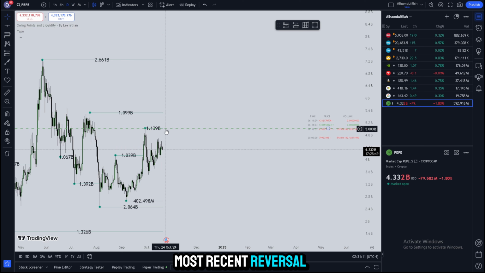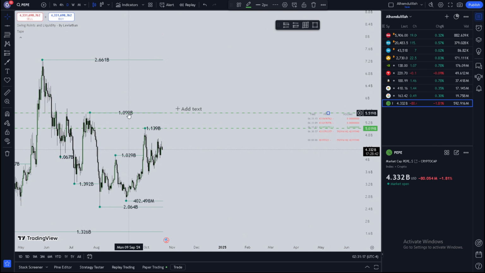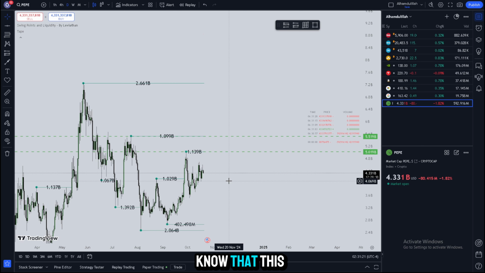This is the most recent reversal point here. So eventually price is probably going to break through this and go to the next high up here, to the next resistance point that we had. Why do we know that this is valid here?